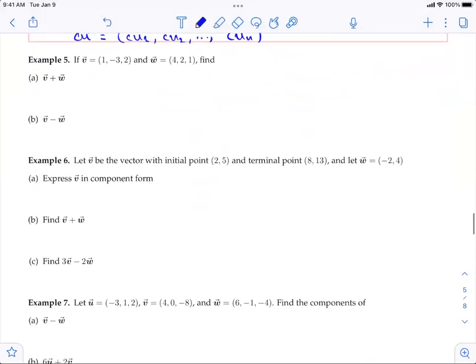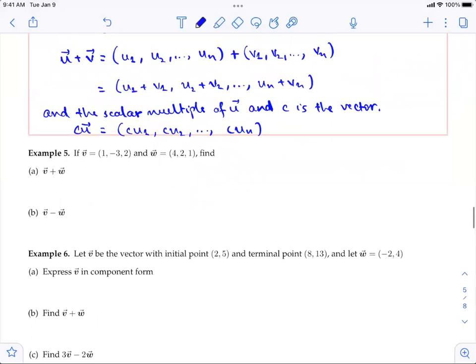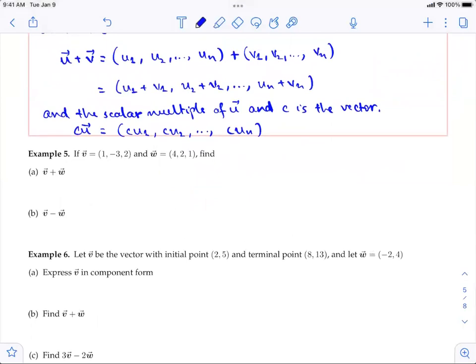All right, so let's perform a few calculations here. In the next example, you have two three-dimensional vectors. So let's do vector addition here. You get 1, -3, 2 added with 4, 2, 1, and just add them component-wise together. So 1 plus 4 is going to be equal to 5. And then -3 plus 2 is -1, and 2 plus 1 is 3.